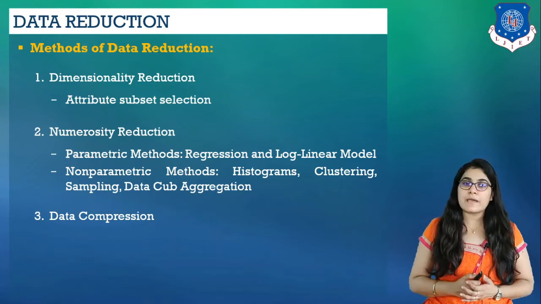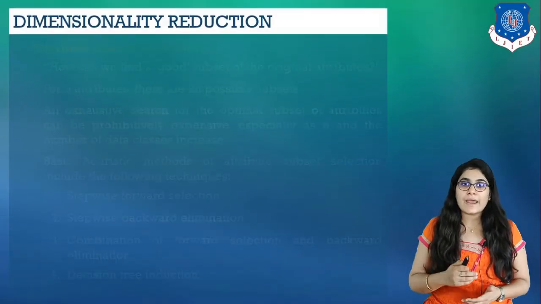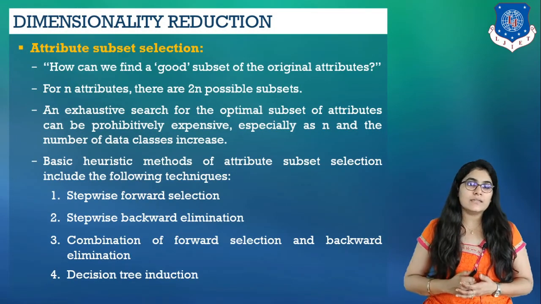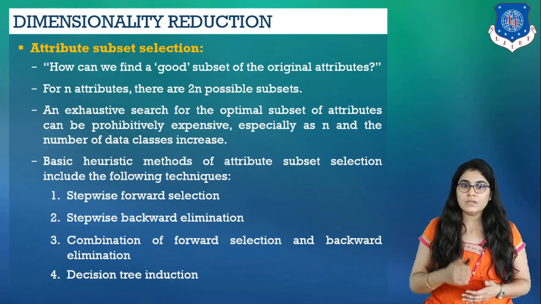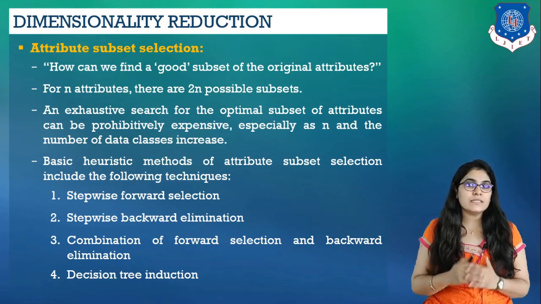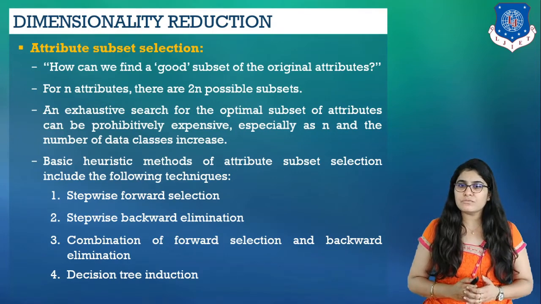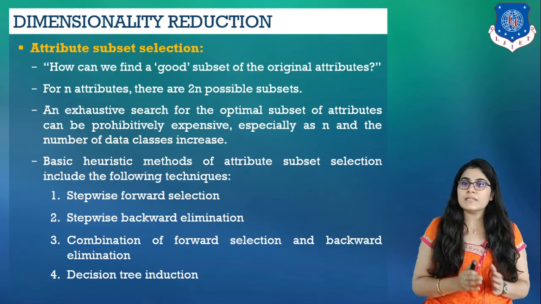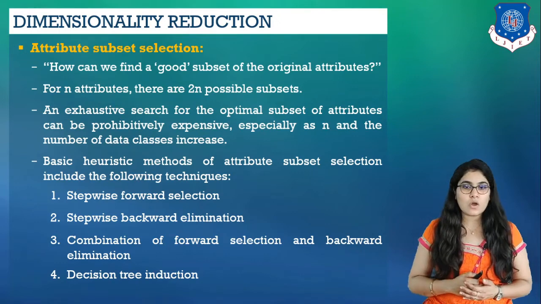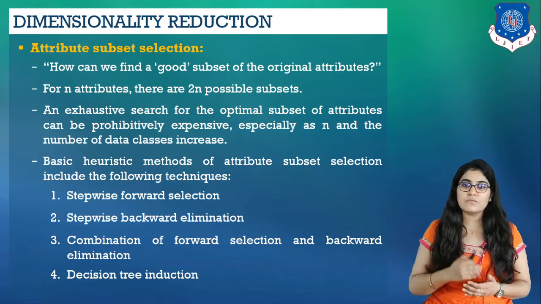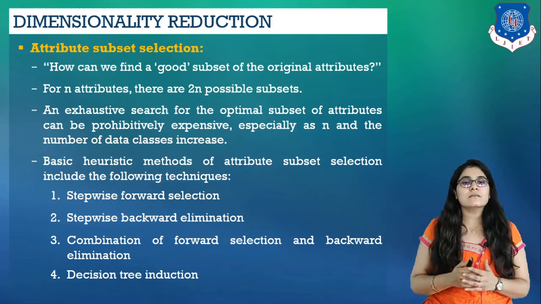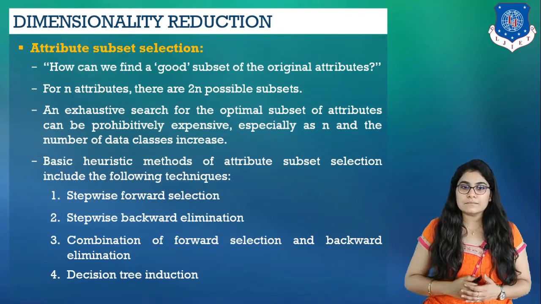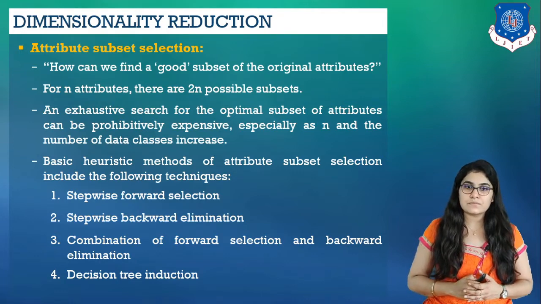Now let's discuss dimensionality reduction in detail. Attribute subset selection is the method under the dimensionality reduction strategy. Datasets for analysis may contain hundreds of attributes, many of which may be irrelevant to the mining task or redundant. Leaving out relevant attributes or keeping irrelevant attributes may be detrimental, causing confusion for the mining algorithms which are employed. This can result in discovered patterns of poor quality. Irrelevant or redundant attributes can slow down the mining process.